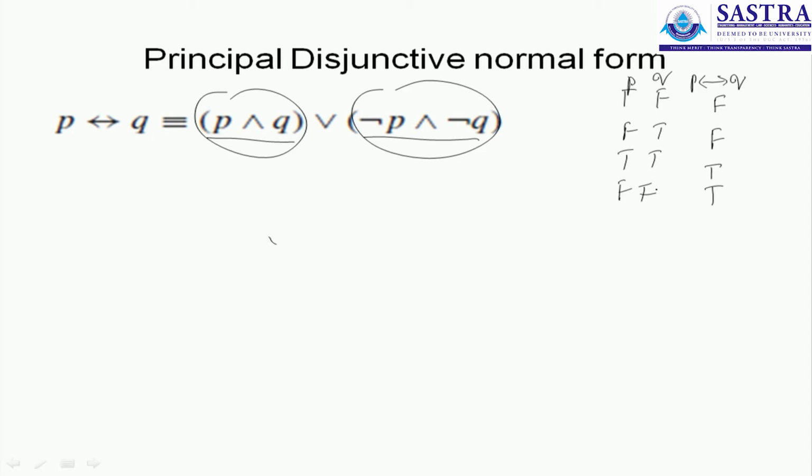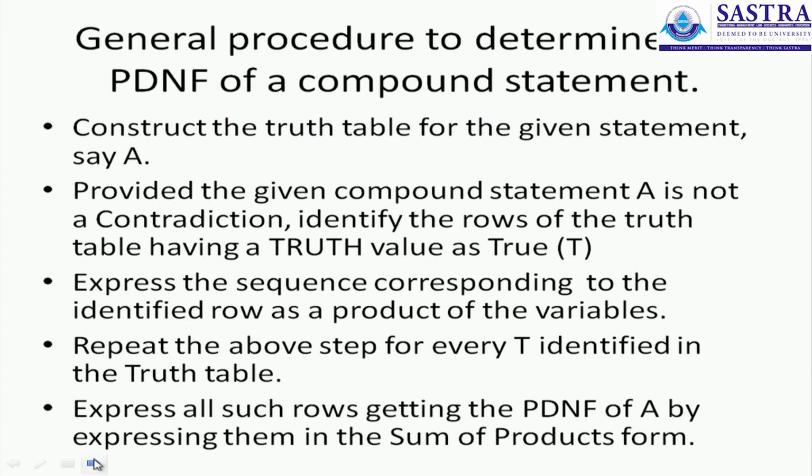But how do you get this answer? Now, verifying is one thing. I give you the answer and you verify it. If both sides match, it's fine. If both sides don't match, then it's not right. That's okay. But what if I don't give you? How do you find it? Only for this purpose, we have something called a procedure. Now on your screen, I've explained the actual procedure behind finding this PDNF.